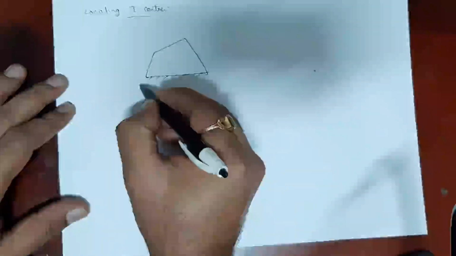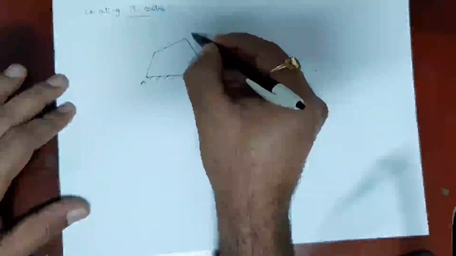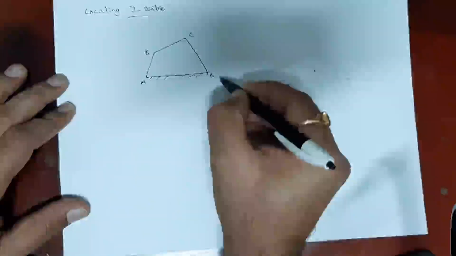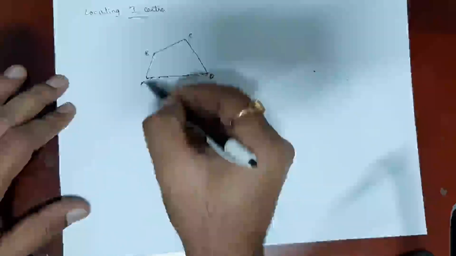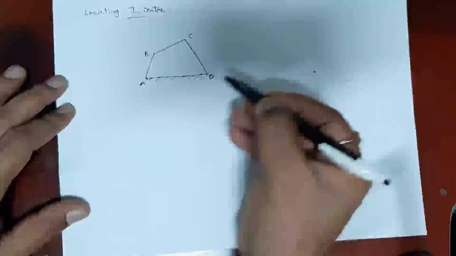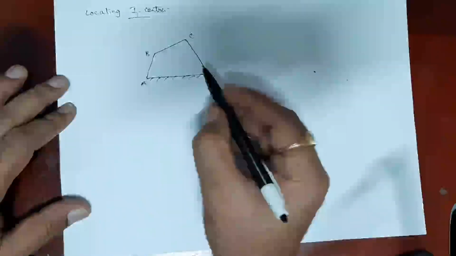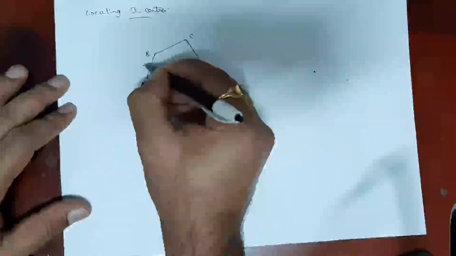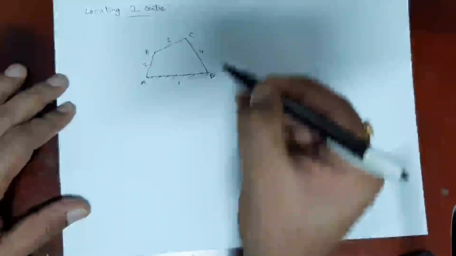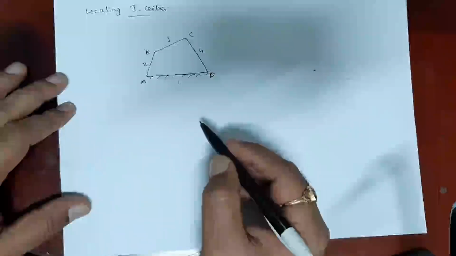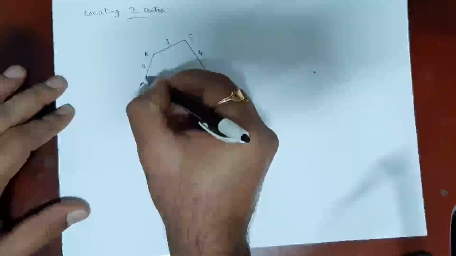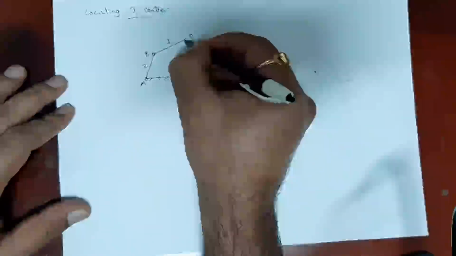I'm giving some names. Sorry, this is A, B, C, D. The AD link is fixed here, and this is link 1, link 2, link 3, link 4. Okay, so there are 4 links, and these are all hinge joints.